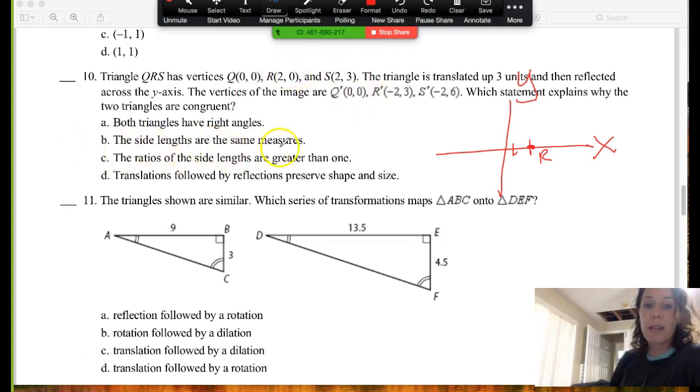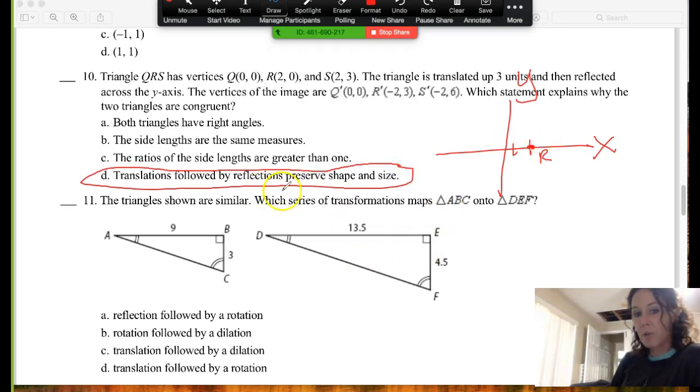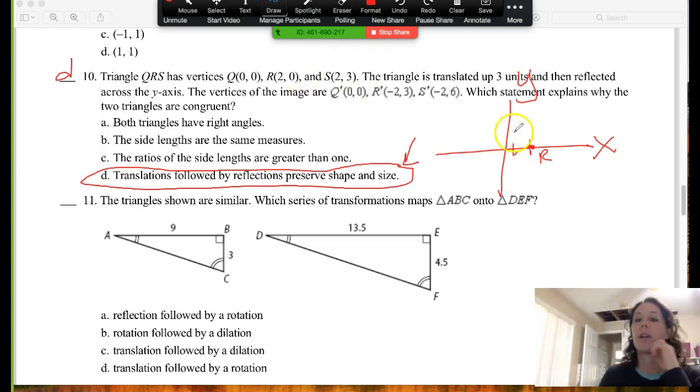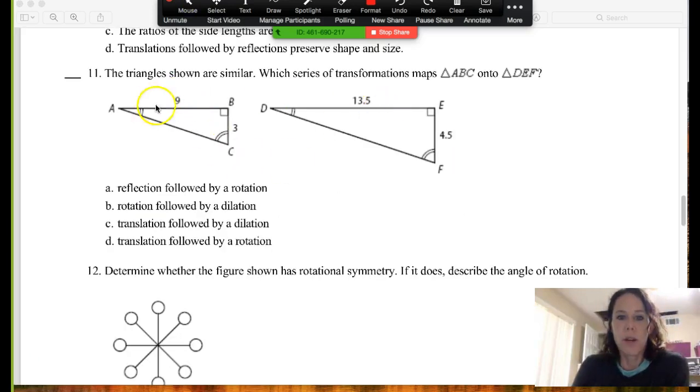The ratios of the side lengths are greater than 1. Translations followed by reflections preserve shape and size. This is very true. We did a translation and a reflection, but we did not change the size or the shape of our triangle. This is why the two triangles are congruent. D, okay, side lengths are the same measures. That's true, but that's not why these two triangles are congruent. We took the triangle, we shifted it up and reflected it over, but it keeps its shape and size, so it's congruent.